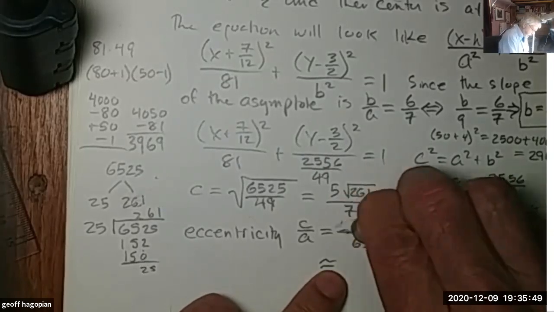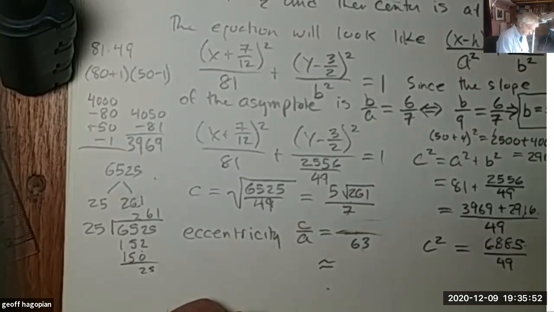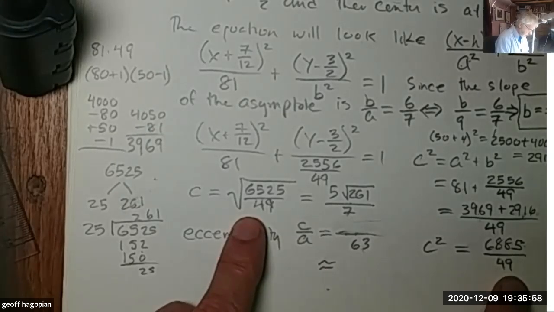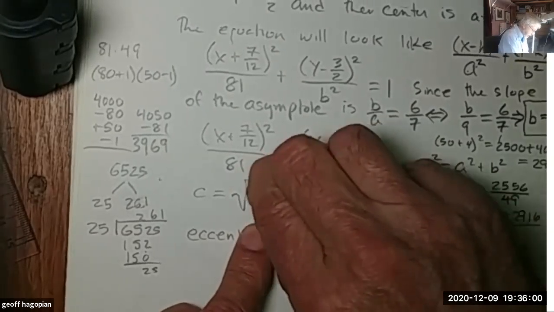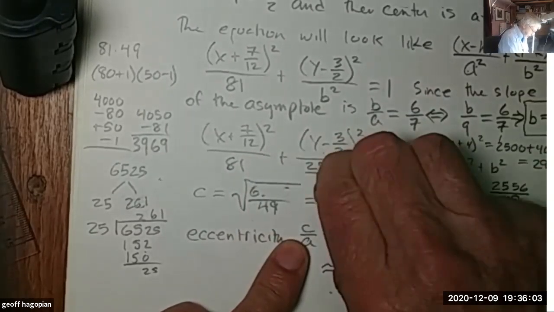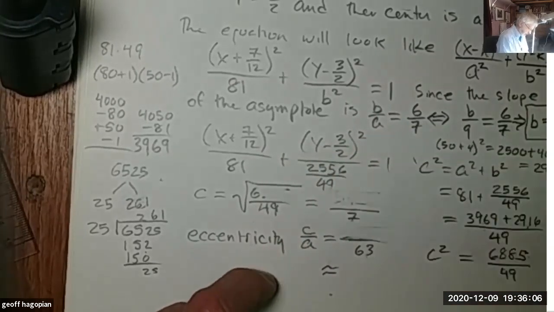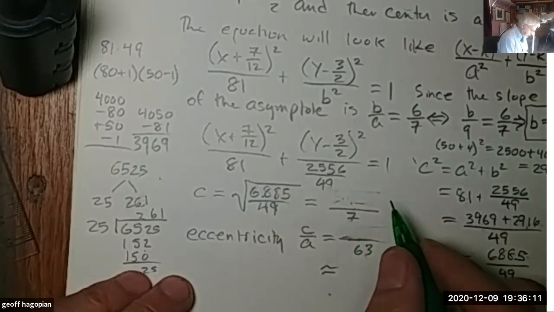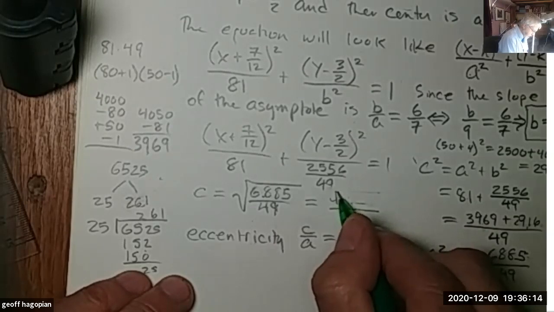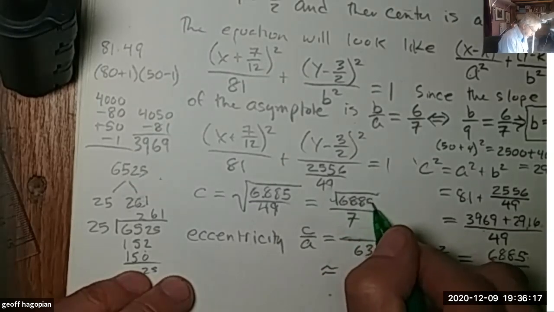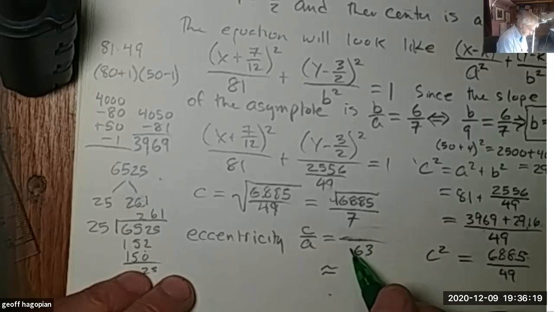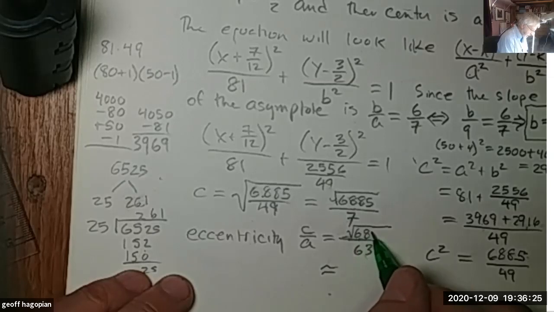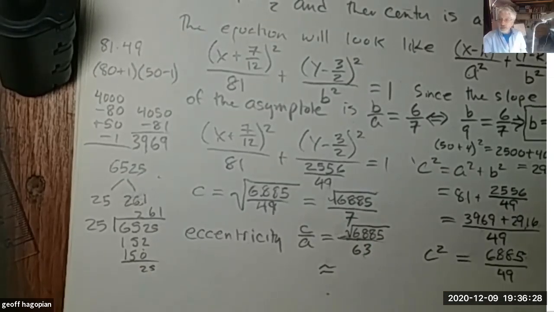So this is wrong, right? So C is, yeah, this is 6885 here. And so this is wrong. Okay, so 6885. And so we're just going to leave it as 6885. And so when we divide that by 9 to get the eccentricity, we'll get 6885 over 63. Shall we try that?